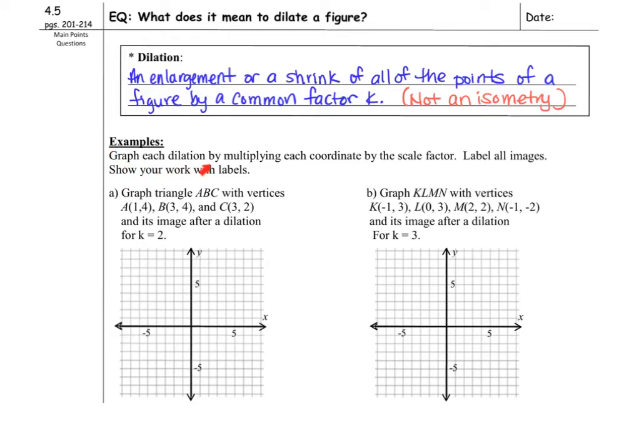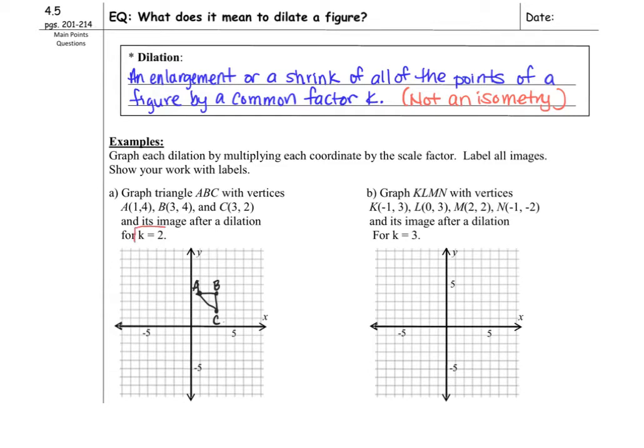We're going to graph each dilation by multiplying each coordinate by the scale factor. So the scale factor is going to be the k. Label all of the images, and show our work with the labels. First, let's graph triangle ABC with the following vertices. So here's what your triangle should look like. It's pretty small. We're going to draw the image after a dilation for k equal to 2.